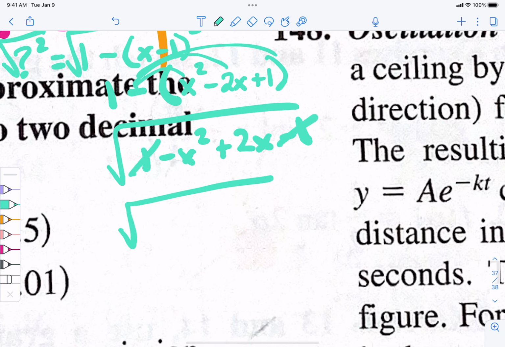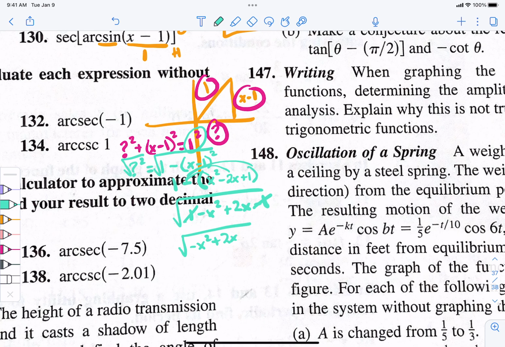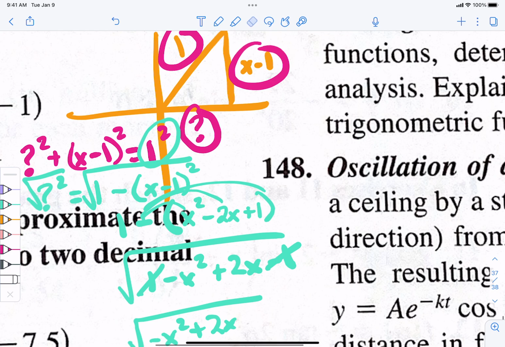X squared plus 2x. That cancels. Negative x squared plus 2x. Everything else cancels. Is that the answer? No. So this guy is the square root of negative x squared plus 2x.